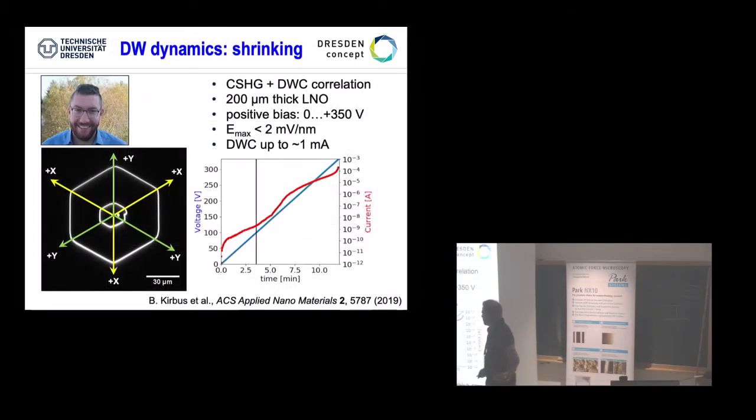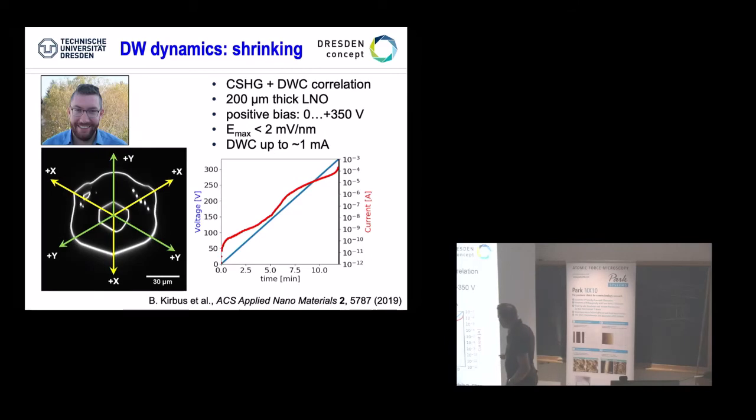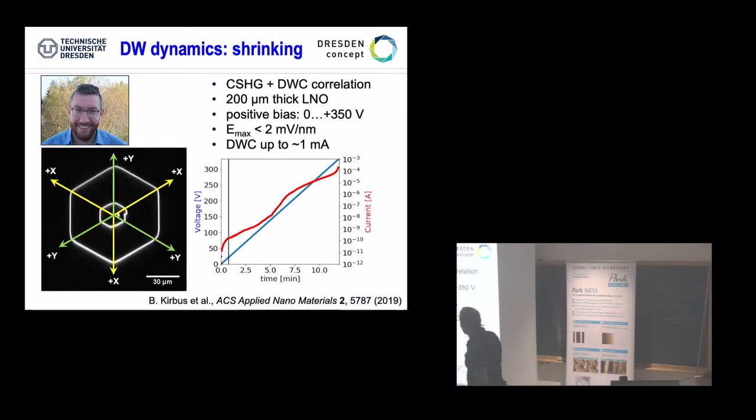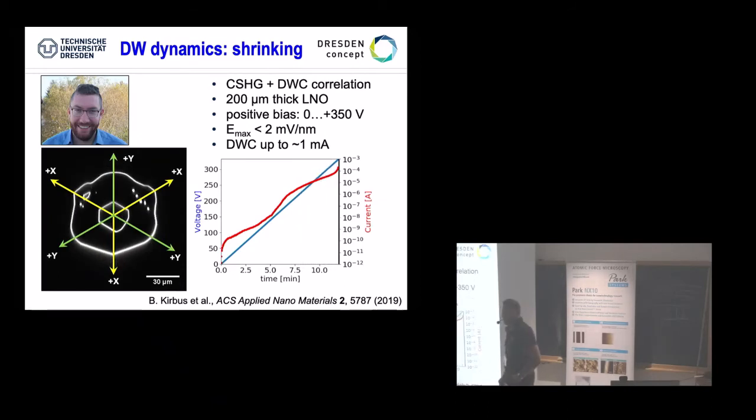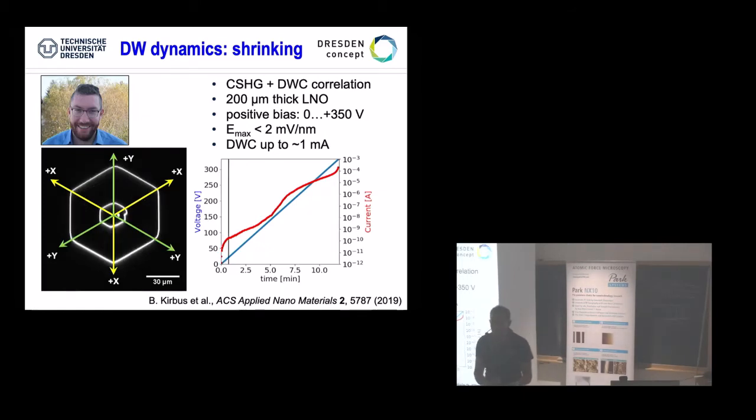Now, Benjamin in my group said, I want to know it now. I want to combine this nice technique with the poling procedure that you saw before from Christian. That means he's applying bias voltages in order to incline the walls, up to 350 volts. But at the same time he wanted to measure the current that is flowing along the domain wall. So we're combining the two things, current measurement on the one side and inclination changing on the other.